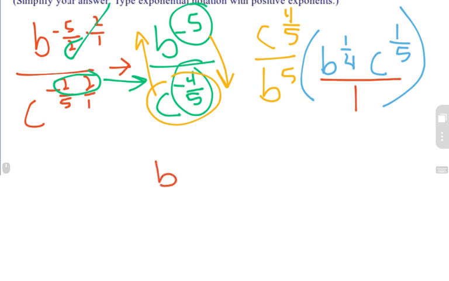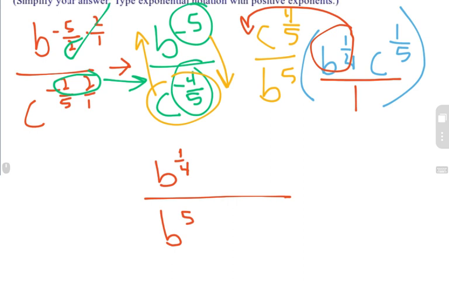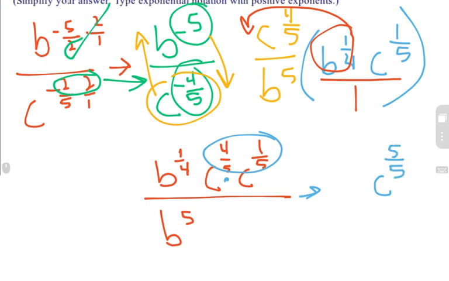I can put b to the 1/4 out in front, and on the bottom there's still b to the 5th power, and then on the top we have c to the 4/5, and then multiplied by c to the 1/5. And then what we need to do is deal with our powers just like we have in class, where if there's multiplication, a product of the bases, I need to add the tops. So the top of that one is going to turn into c to the 5/5, which is going to turn into a 1 in a moment.